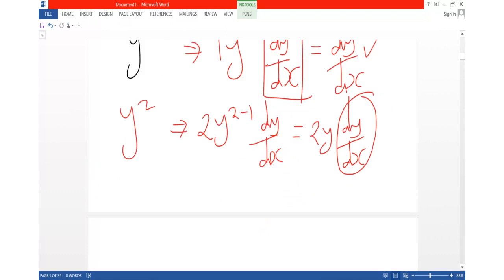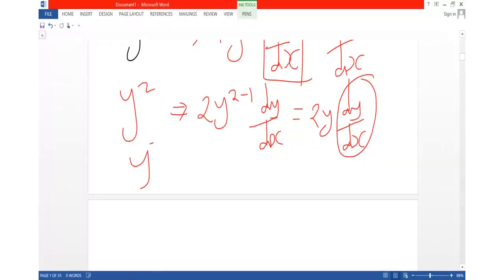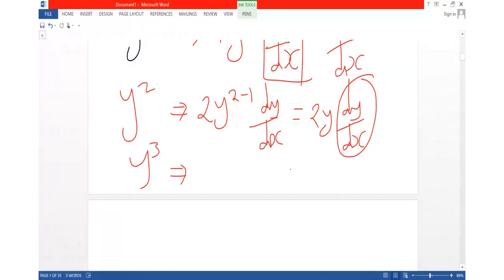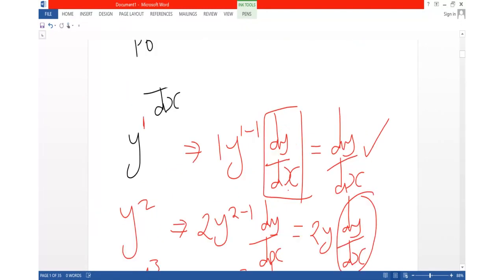So final one, try this one, y to power 3. Give me the answer for that one. Y to power 3. So the power will come down, that is 3. Reduce the power by 1, squared, but we multiply with the function of dy dx. Very important. Simple as that. Let's go to number 3 now.